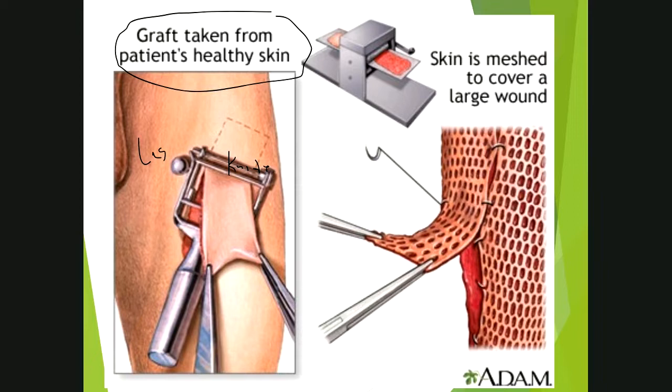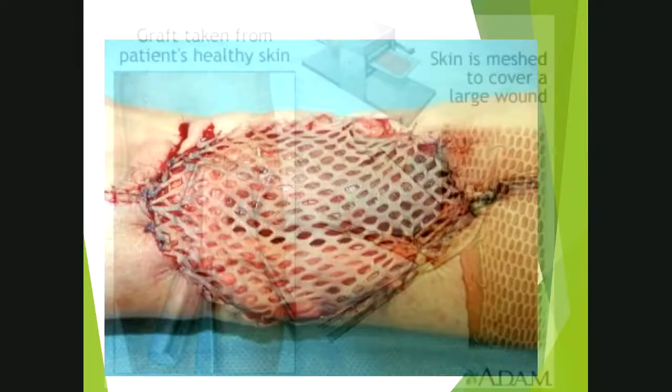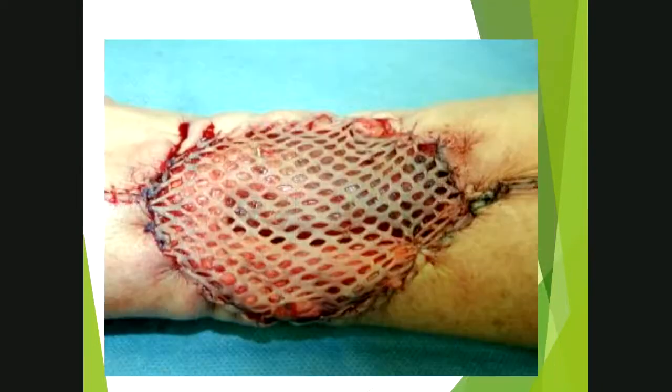And then the skin is put through a machine that creates a mesh. And that mesh makes it cover a larger wound, so it looks like this. And then the cells grow in these spaces in between. They grow horizontally. But still, you're going to wind up with a big, big scar.